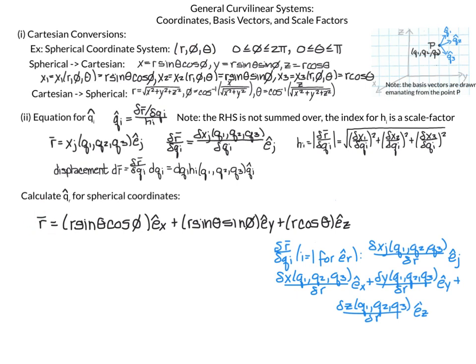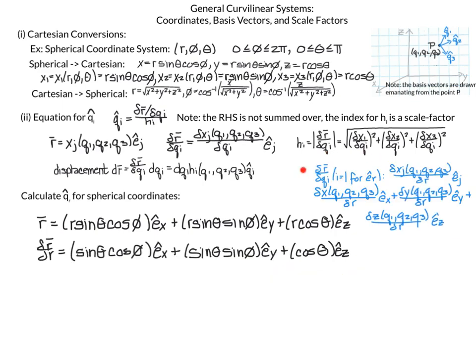So let's go ahead and do our dr. And I move those notes over here. So our dr, position vector with respect to our coordinate r. So partial derivative of our x with respect to r is going to be sine theta cosine phi. Partial derivative now of our y with respect to r is going to be sine theta sine phi in the y direction, and then partial derivative of z with respect to r. So that's just cosine theta in the z direction.